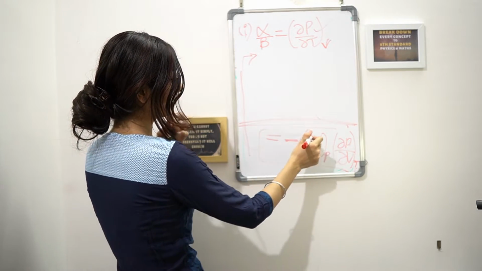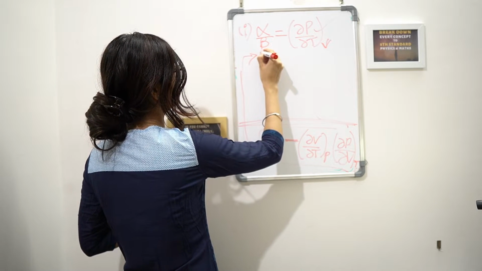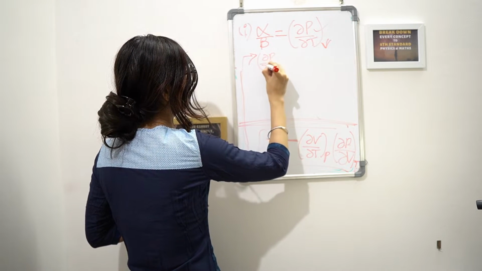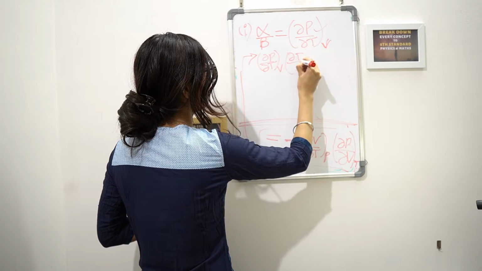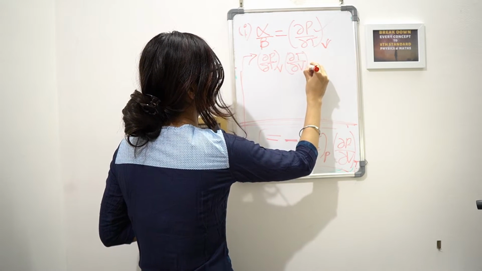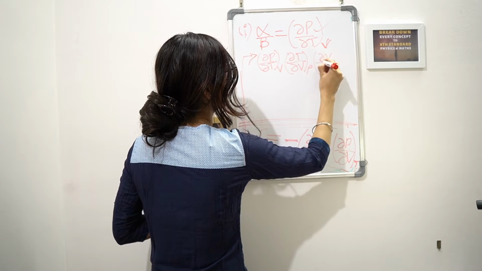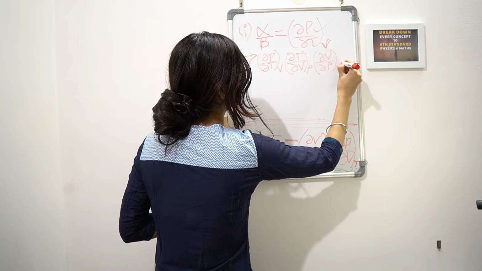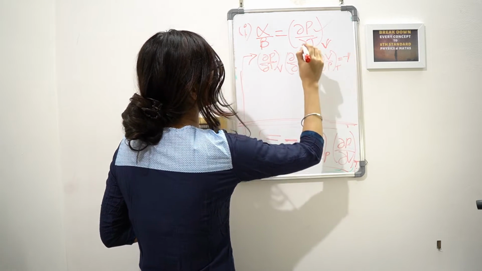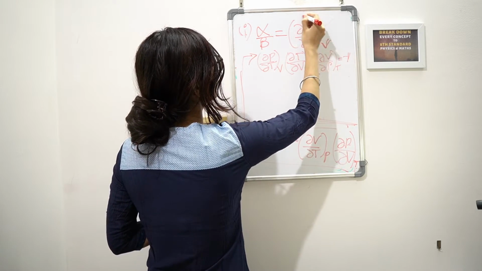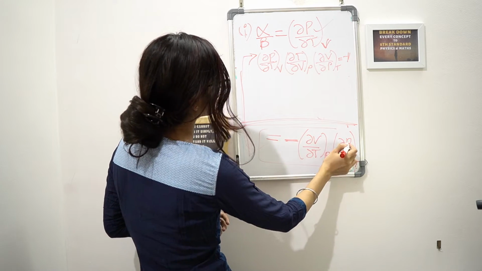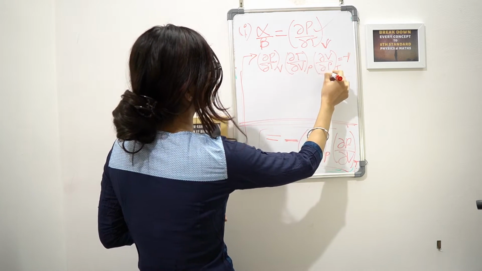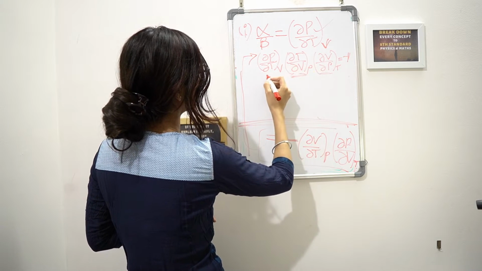So if I write from the cyclic rule, what is there? Del P by del T at V, del T by del V at P, and del V by del P at T, it would be equal to minus 1. Since we now want what? This formula, del V by del T and del P by del V. We want this and this. So let's take it.